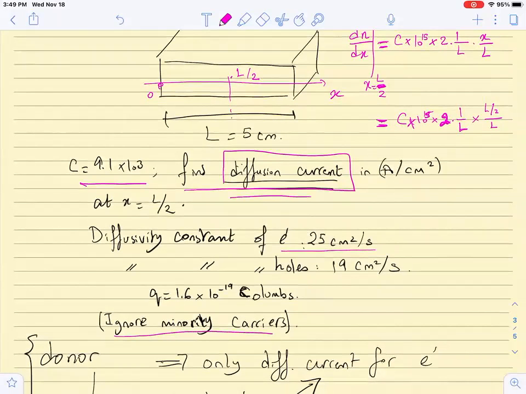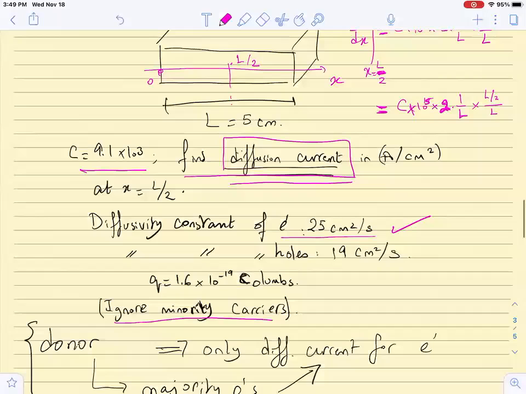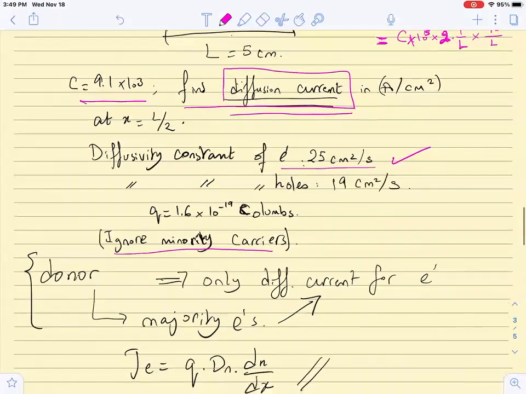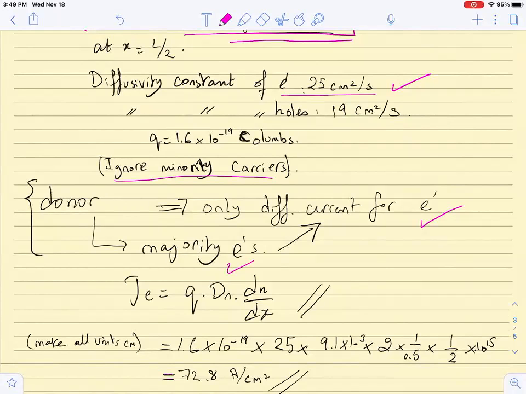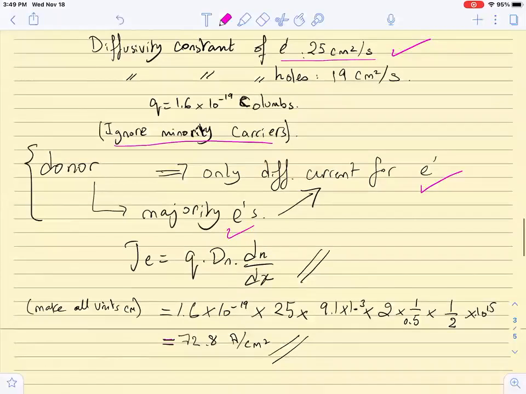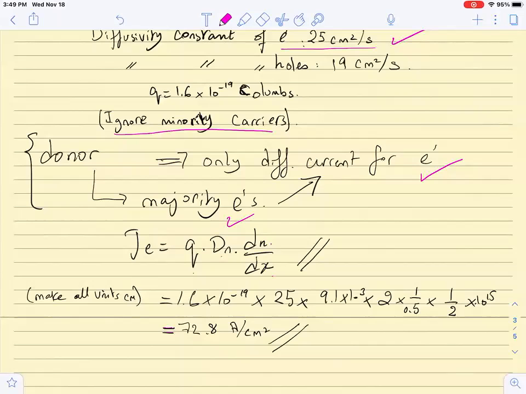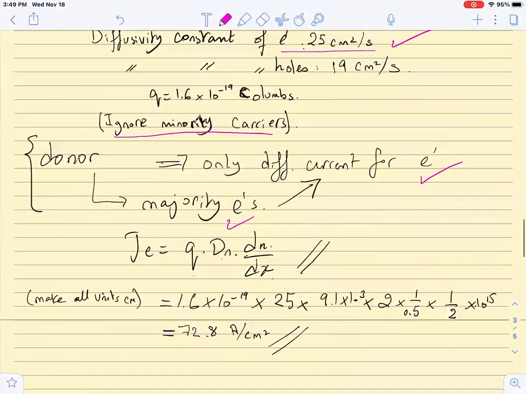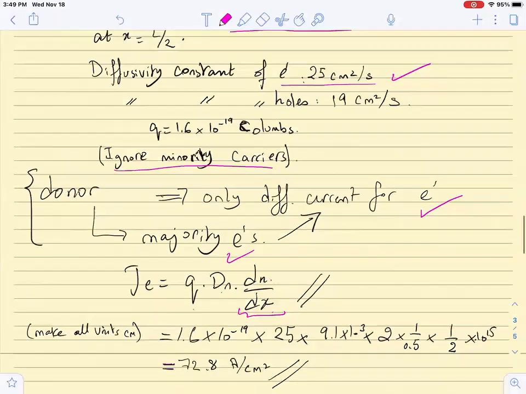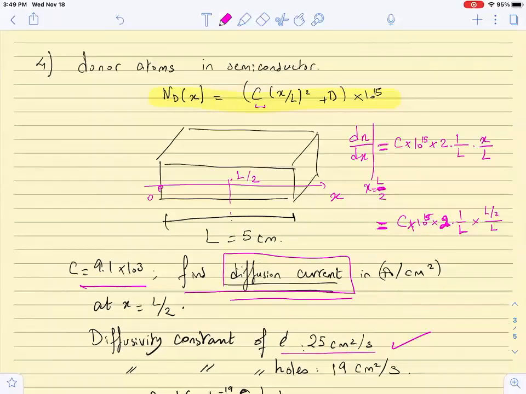So since I'm being asked about the diffusion current, and since I have donors, this is what I'm going to need. I'm going to need the electron diffusivity. So only diffusion current for electrons because they are the majority carriers. And the equation becomes J is Q times dN by dx. And we do the differentiation of the dopant density. Remember that it is going to be 2 times 1 over L times X over L times the constants, so 2 times X over L times 1 over L.